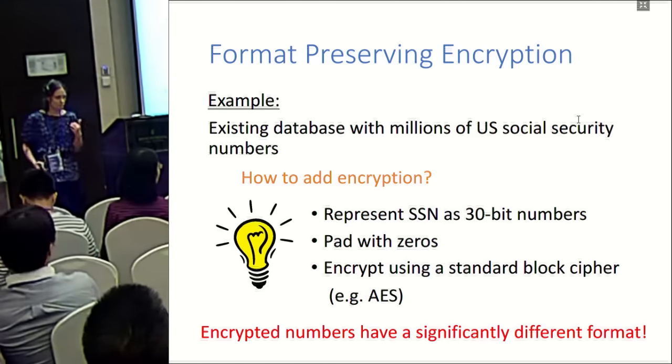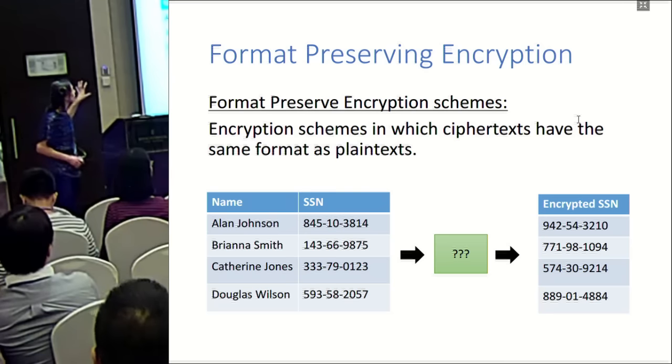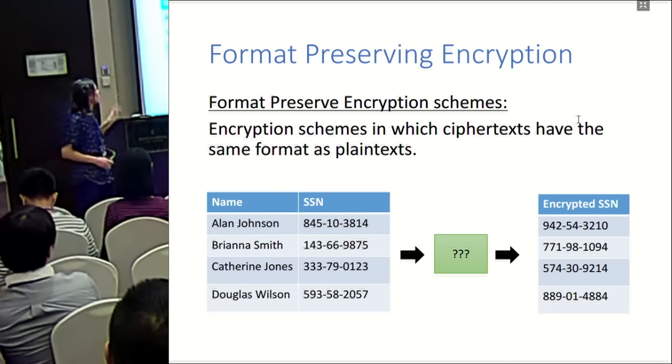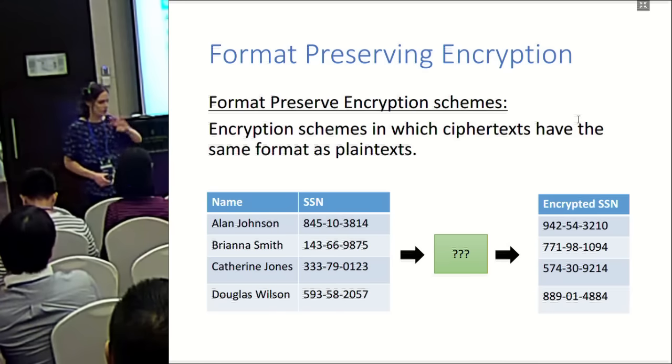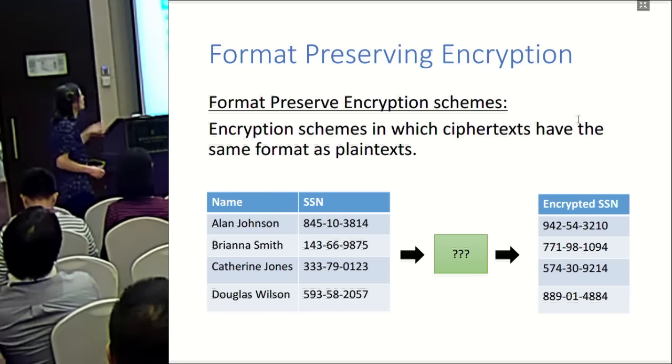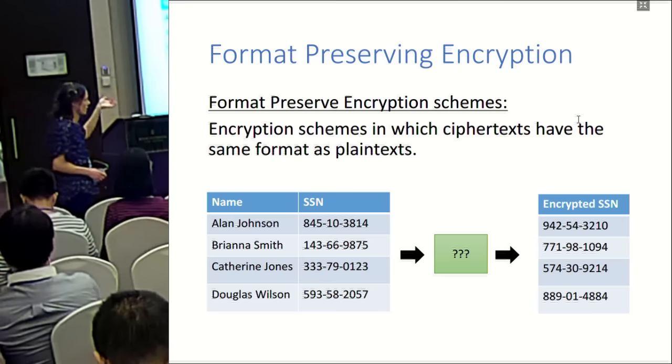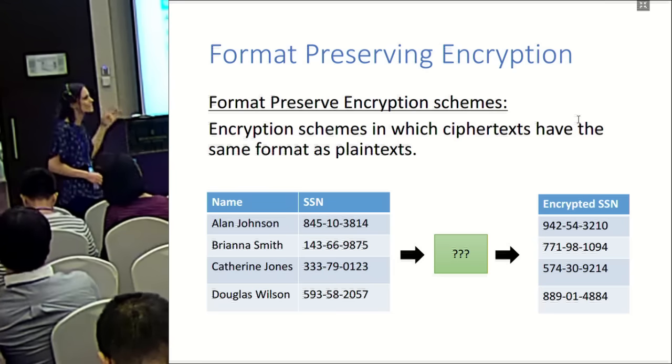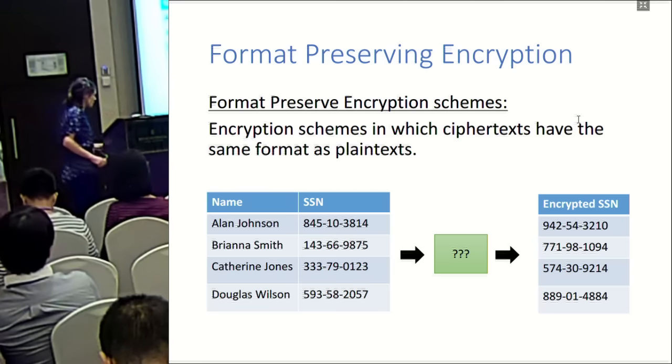And this can cause all sorts of problems with your application, hardware, software, et cetera, that you don't want to have to fix. So the idea is that we want to generate ciphertexts that have the same format as the original data. So these are actually valid Social Security numbers. They don't start with 666, et cetera. All right, so that's our goal.